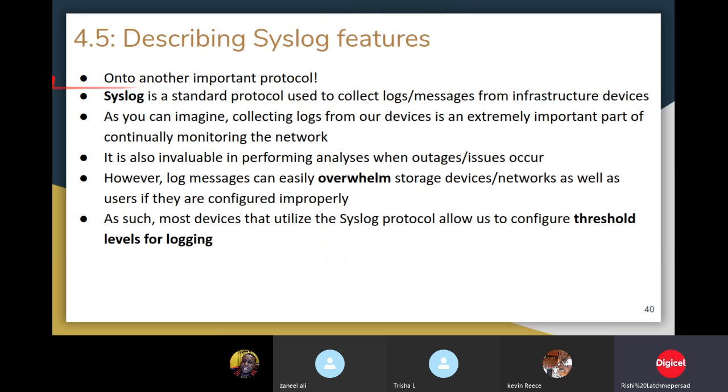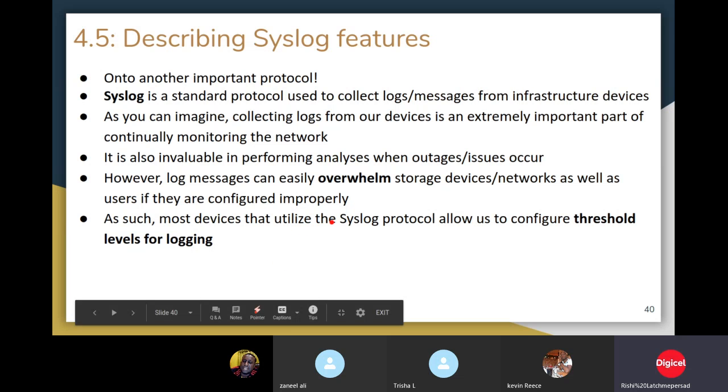Right. So describing SYSLOG features now. SYSLOG is the next protocol I'm going to discuss. So on to another important protocol. SYSLOG is a standard protocol used to collect logs or messages from infrastructure devices. As you can imagine, collecting logs from our devices is an extremely important part of continually monitoring the network. It is also invaluable in performing analyses when outages or issues occur. However, log messages can easily overwhelm storage devices or networks, as well as users if they are configured improperly. As such, most devices that utilize the SYSLOG protocol allow us to configure threshold levels for logging.